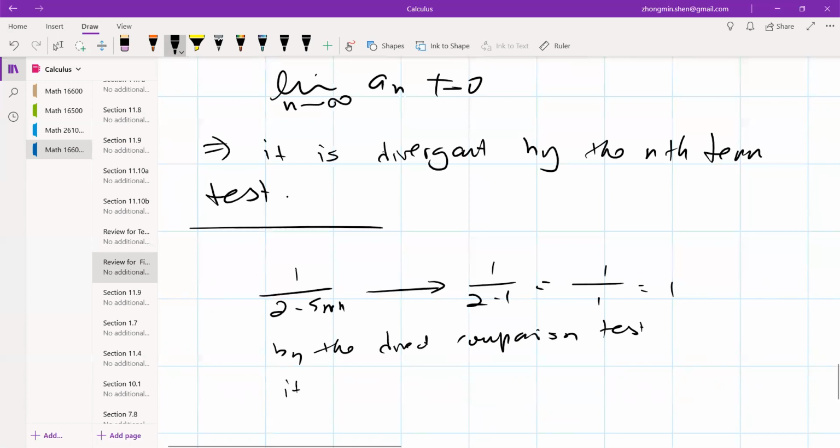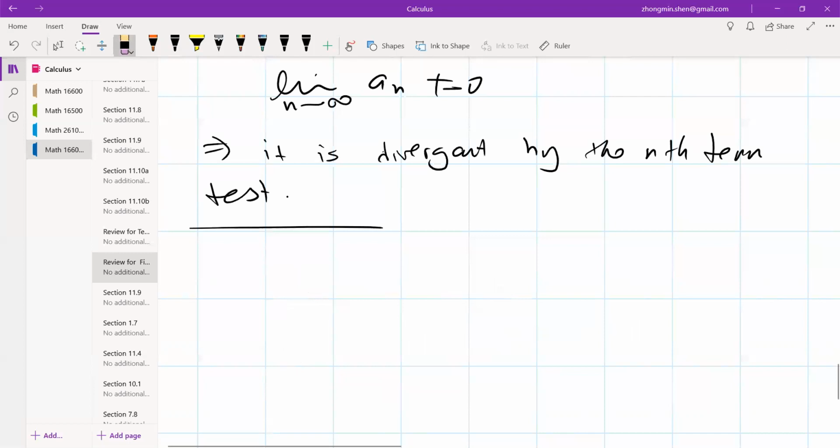First of all, I don't know what the direct compression test is. And it's convergent? Nothing is convergent here. Even the nth term is not convergent. The series, of course, is not convergent. It's divergent, right? So no comparison. I don't see any inequality there. So there's no comparison technically used. All right. So let's take a look at the next problem.